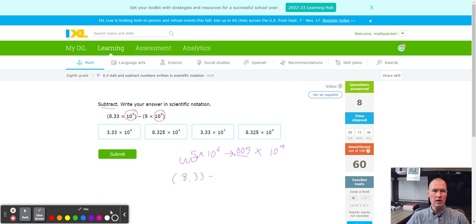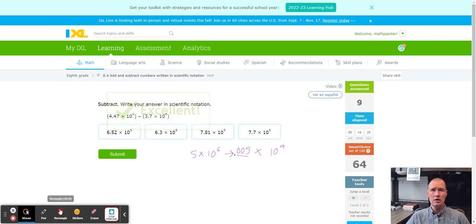Subtract our modification here. We got 0.005, close the parenthesis, and we're going to leave it as 10 to the 9th power. 8.33 minus 0.005 is going to take us to 8.325 times 10 to the 9th power. And then we're going to choose our third one here, and our fourth one. So our fourth one.